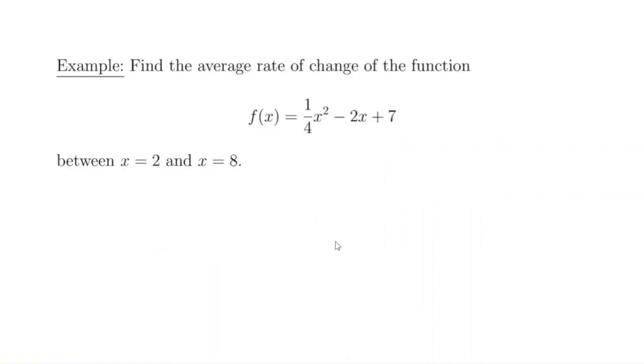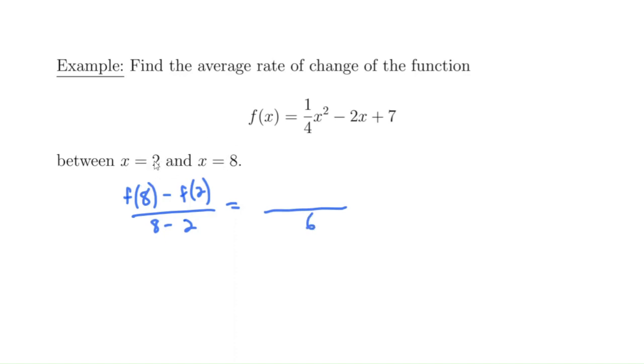Find the average rate of change of the function f of x equals 1/4 x squared minus 2x plus 7 between x equals 2 and x equals 8. Okay, so we're going to draw a graph of this in a minute here, but let's do this just based on our definition. So our definition was f of 8 minus f of 2 divided by 8 minus 2. Okay, now what is 8 minus 2? Well, that's easy. That's just 6. The change in x values between these two is just 6.